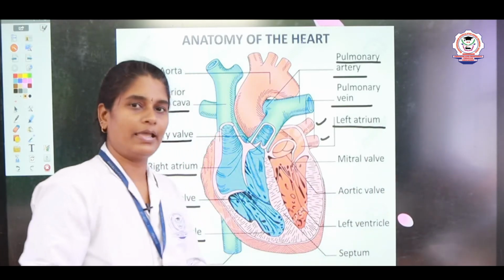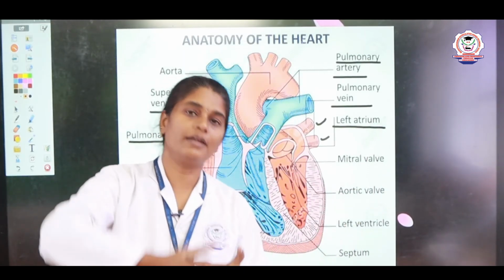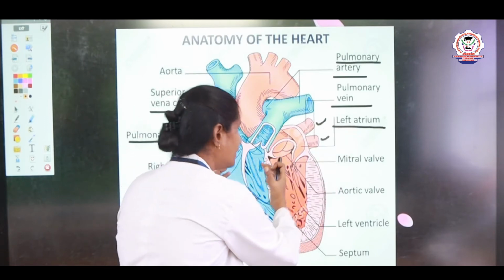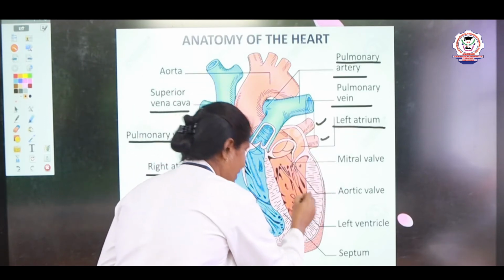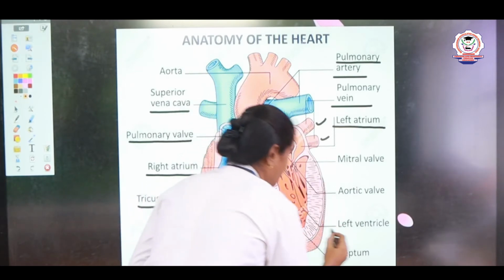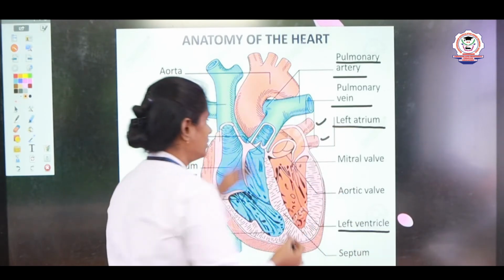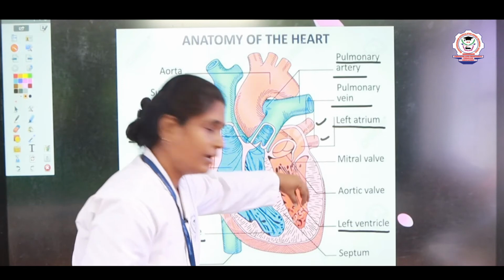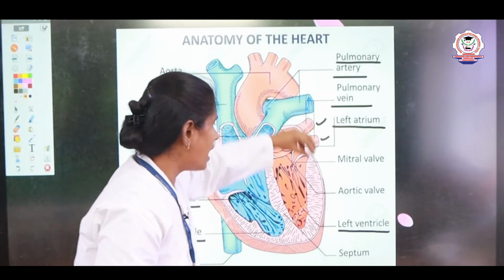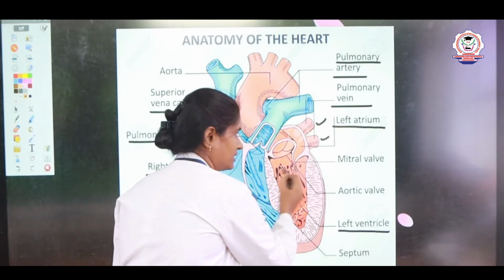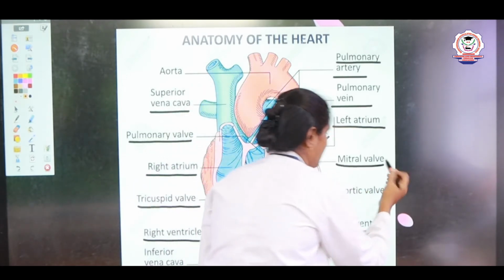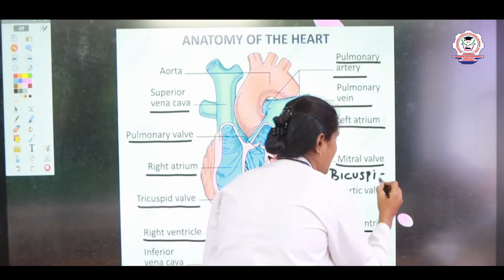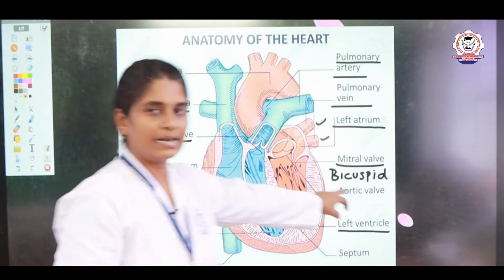So, inside the left atrium, the oxygenated blood is taken from the lungs and poured into the left atrium. When the left atrium contracts, the blood enters into the left ventricle. So, this is the left ventricle. In between the left atrium and left ventricle there is a valve that is present. That valve is known as the mitral valve, or we can say the bicuspid valve.